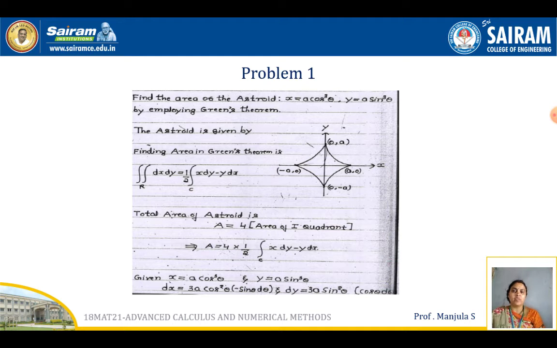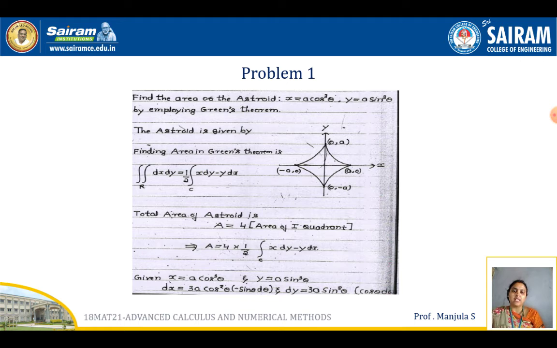So the first problem will be like this. Find the area of the asteroid x equals a cos cube theta, y equals a sin cube theta by employing Green's theorem. The asteroid is given. So this is the question. Here they asked us to find the area of the asteroid. The asteroid equation is given. Clearly they mentioned that we have to apply Green's theorem.